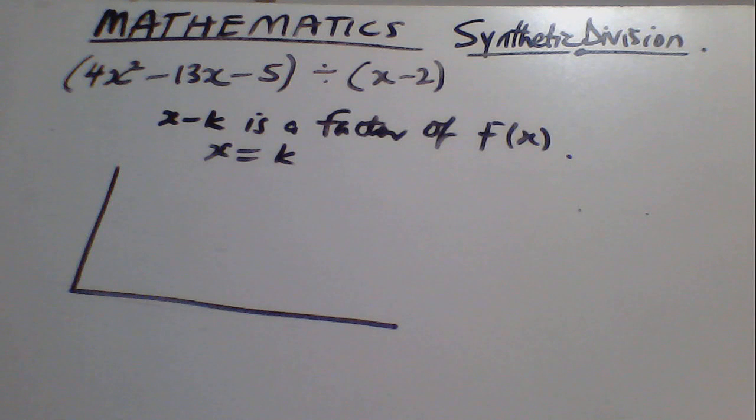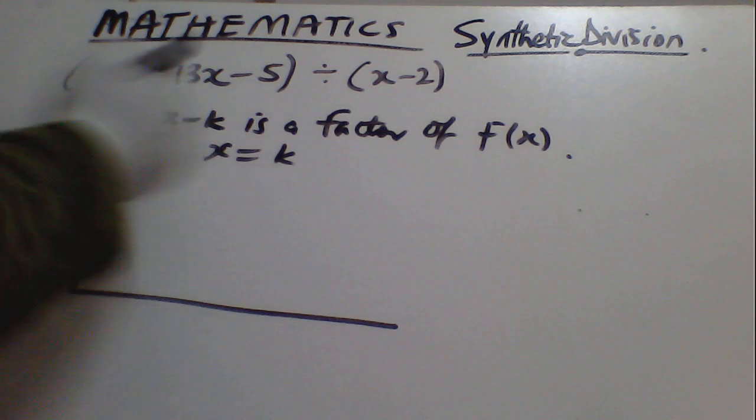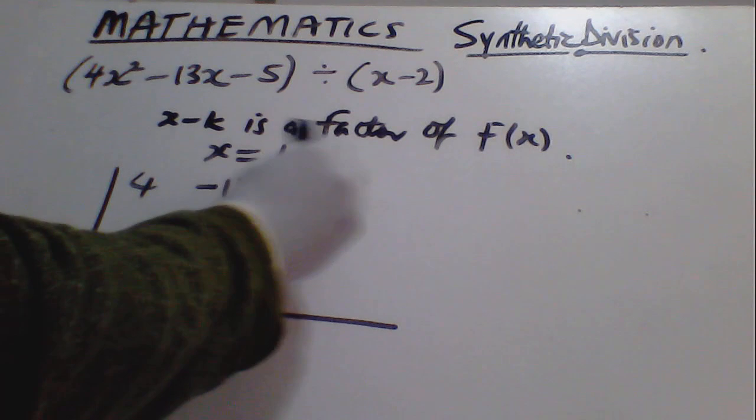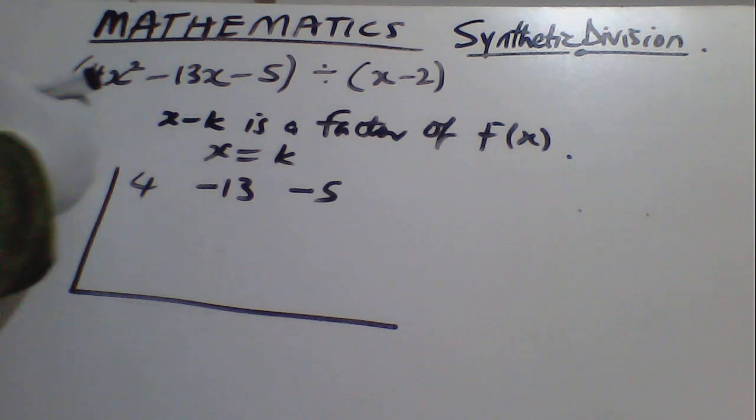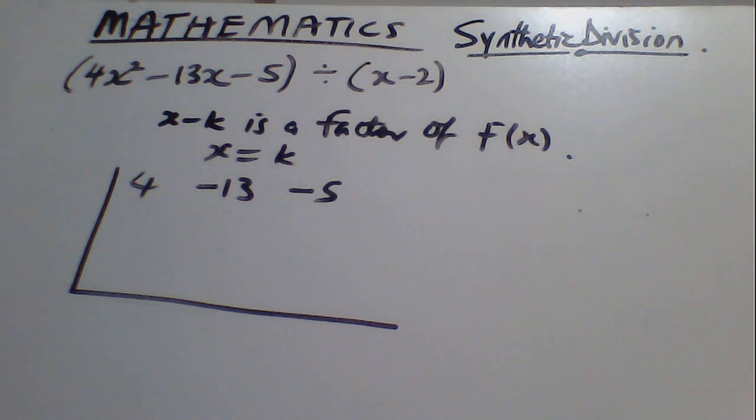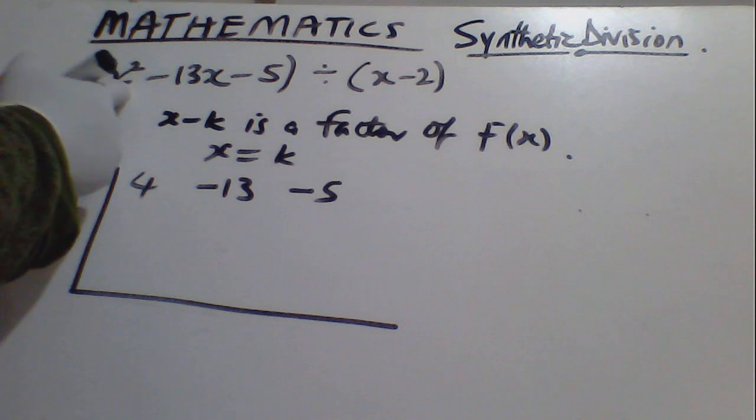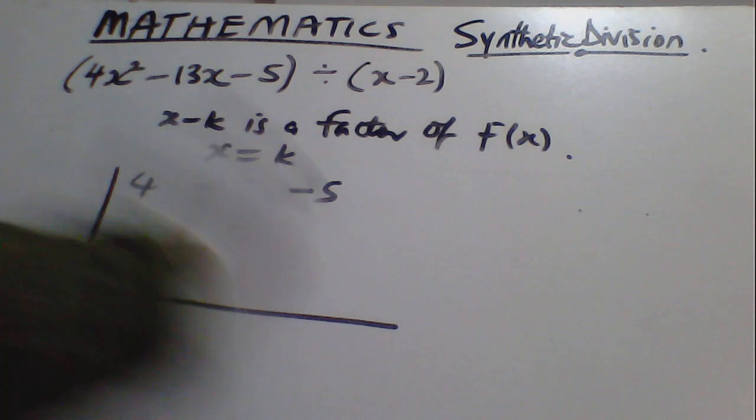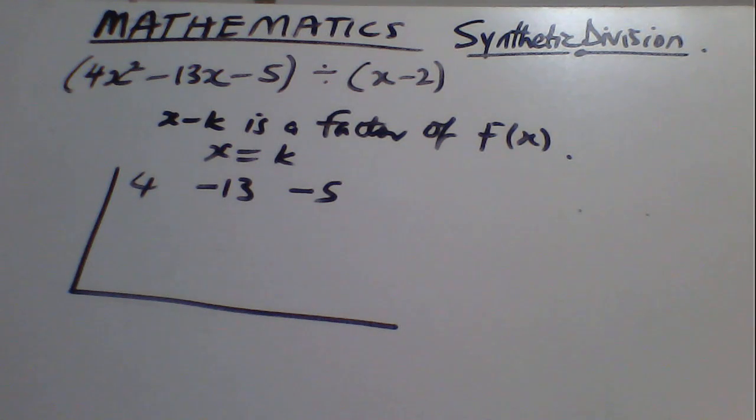The first thing is to write the coefficients of the dividend in order of descending exponents, including a 0 for any term of x whose coefficient is equal to 0. In this case, let's write the coefficients 4, minus 13, and minus 5. We do not have a term here with a coefficient equal to 0, since the highest power of x here is 2, the next is 1, and the constant term is there. So you write it. This is the first step.